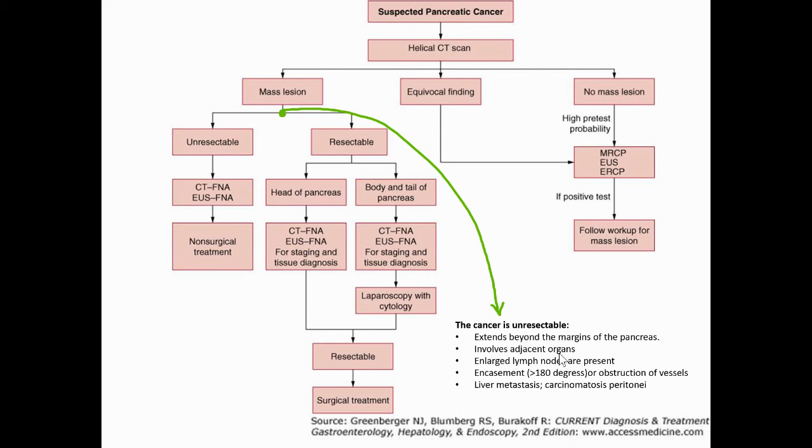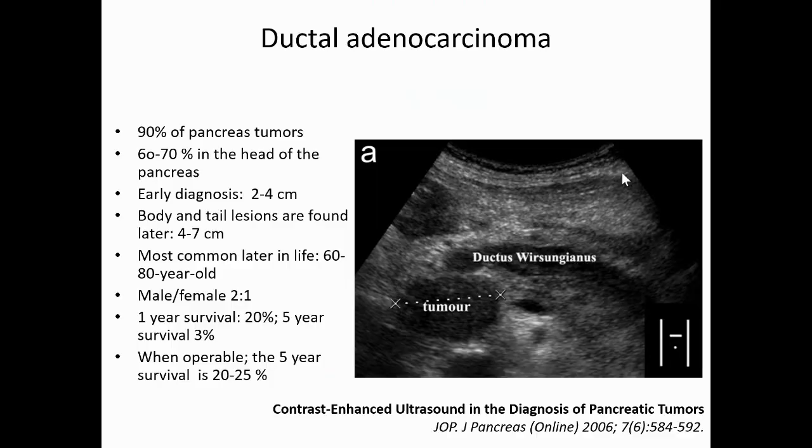it involves adjacent organs, whether there are enlarged lymph nodes that are greater than 15 millimeter, whether it encases or obstructs surrounding arteries and veins. And that's very important, and sometimes it is very difficult to assess. And naturally, if there are liver metastases or other metastases, then those patients will not go on to surgery. If our findings are equivocal, or we don't see a mass lesion but the clinical suspicion is high, then we can move on to MRCP, endoscopic ultrasonography, or ERCP.